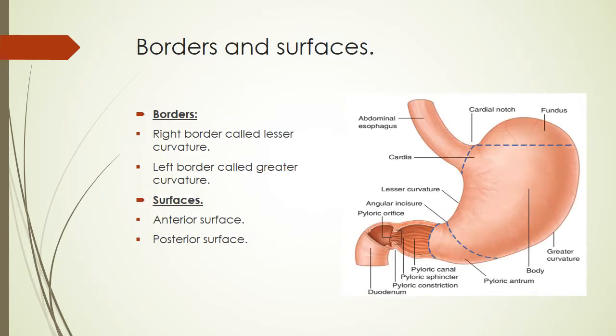Stomach has 2 borders, the right border which is called lesser curvature and left border which is called greater curvature. Lesser curvature starts from cardiac opening up to pyloric opening. It is marked by a constant indentation that is called angular incisure. The left border is called greater curvature. It starts at cardiac notch and extends up to pyloric opening. The stomach has 2 surfaces, the anterior surface and the other one is posterior surface.